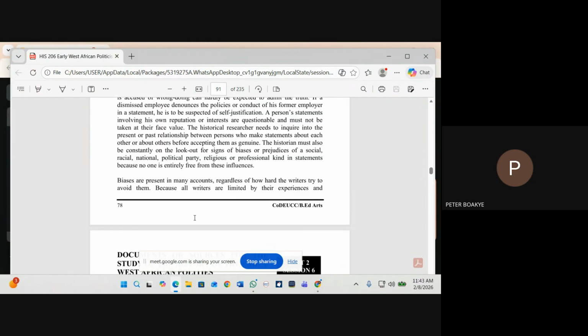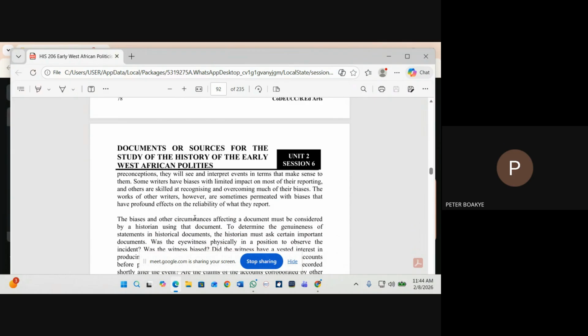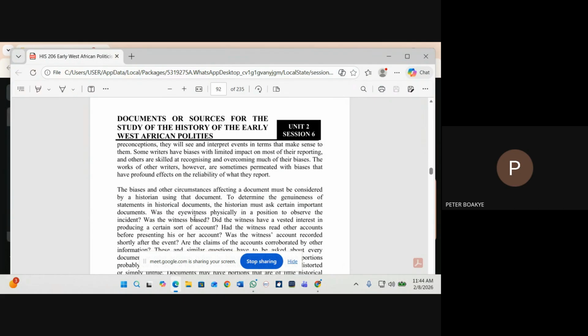Biases are also present. Biases are present in many accounts, regardless of how hard the writer tried to avoid them, because all writers are limited by their experiences and preconceptions, their personal interests, and so on and so forth. Some writers have biases with limited impact on most of their reporting, and others are skilled at recognizing and overcoming much of their biases.